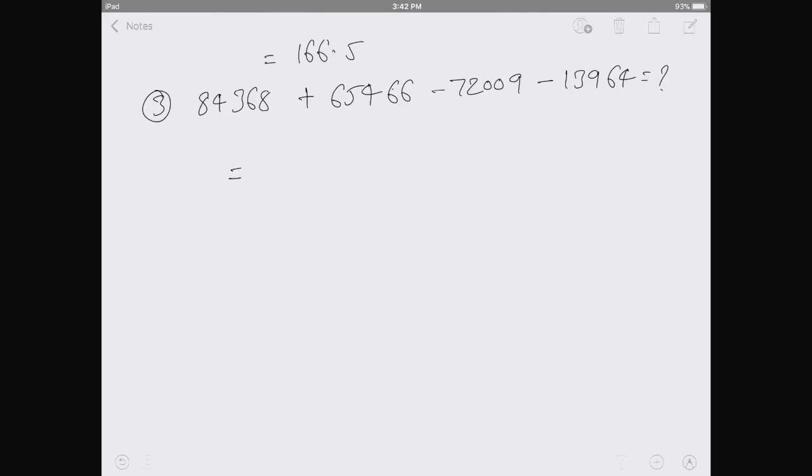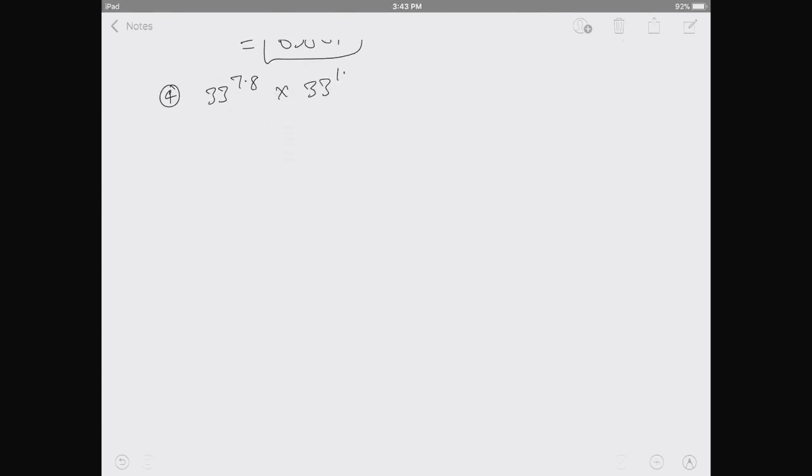Third question. Now sum these two numbers first. Again sum these two numbers. Sum of these two numbers. Sum of these two numbers. 149,834 minus 85,973 equal to 63,861.